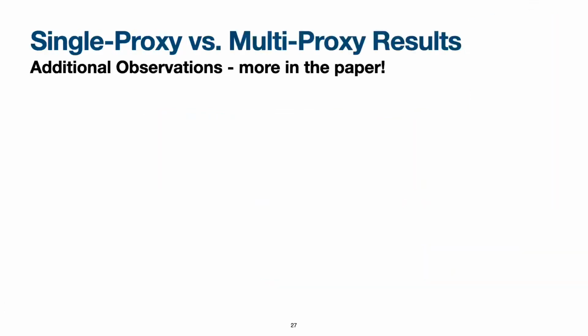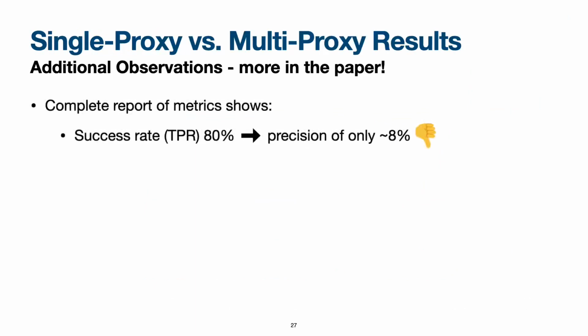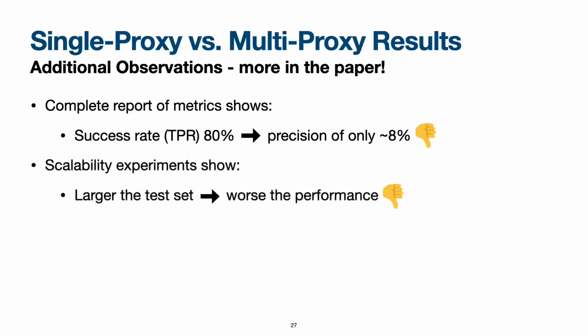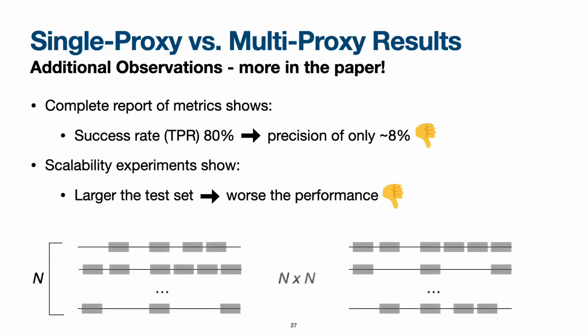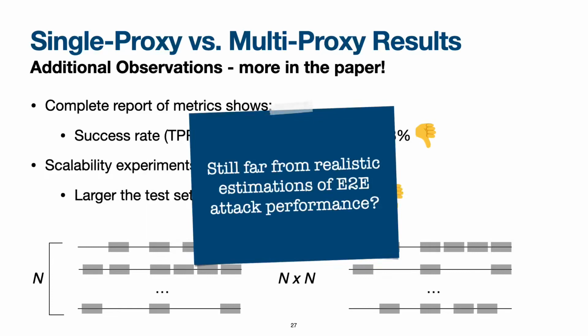A couple of extra insights important going forward is that first, even with 80% true positives, which sounds high, attack precision is in fact on average only 8%. Also, when we triple the amount of traces we use for learning, it becomes much harder to execute the attack. This is because for n traces, the attacker needs to correlate n times n pairs, so the base rate of truly correlated pairs becomes really small. The high-level takeaway is that it seems that we are still quite far from realistic estimations of end-to-end confirmation in terms of how feasible it is to exploit this kind of leakage.